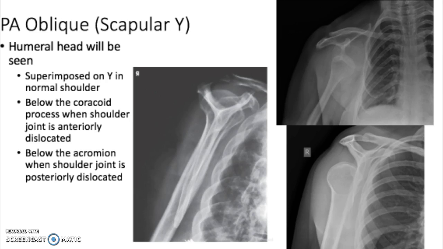Here are some images of dislocation. And it says anterior and posterior dislocation have certain criteria. Dislocation anteriorly will be directly below the coracoid. You can see that here on this one. And dislocation posteriorly, you're going to see more under the acromion process. So very interesting views out there. And you can see the humerus is directly over the scapula on the scapular Y view, the PA oblique for the shoulder.